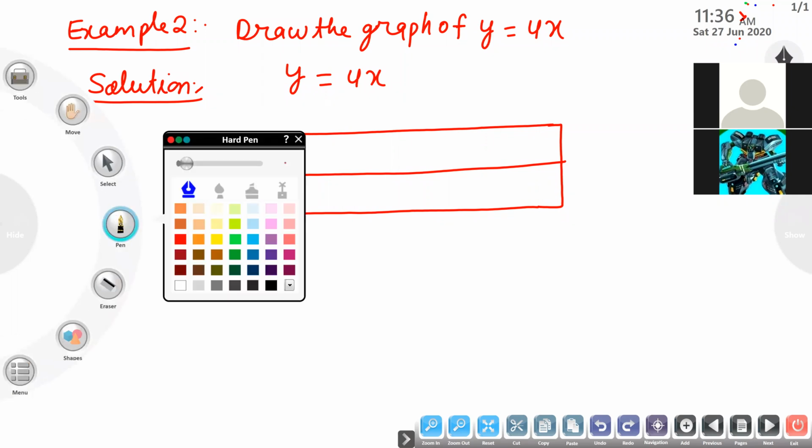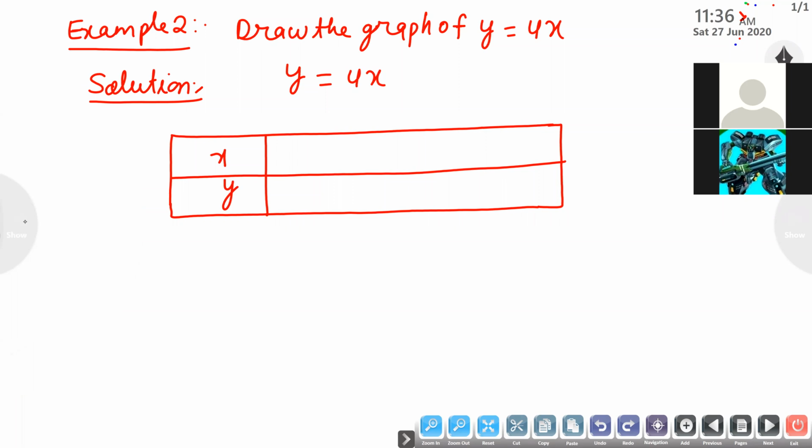First I am assuming if the value of x is 0, then y also will be 0. The value of x is 1, y will be 4. The value of x is 2, y will be 8. The value of x is minus 1, then y will be minus 4. Only I'm taking 4 points. So the points are 0, 0; 1, 4; 2, 8; and minus 1, minus 4.